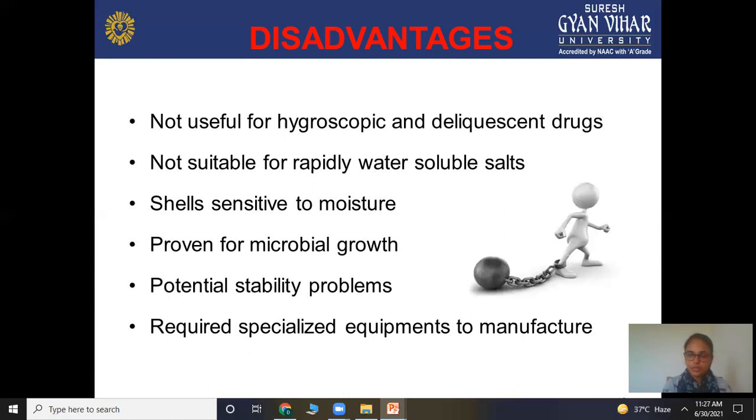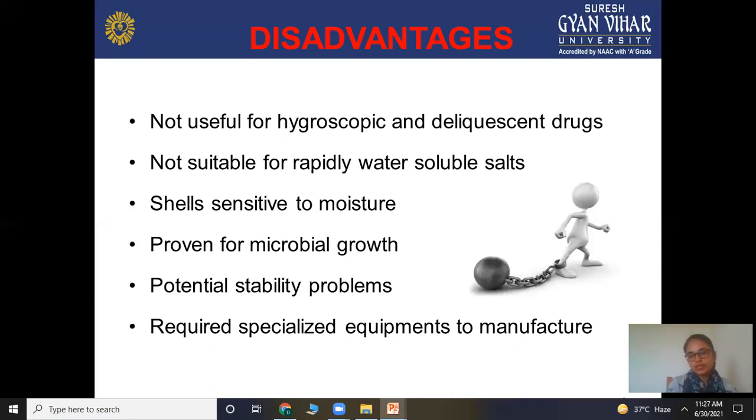If some moisture is taken up or some stability problem is observed, then in this condition your capsule can easily take up moisture, and due to this moisture, microbial growth or some bacterial growth takes place. So it is prone to microbial growth. And the next is potential stability problem. Means when we see the stability of this capsule, it also shows some problems, and some stability problem is also observed in hard gelatin capsule.